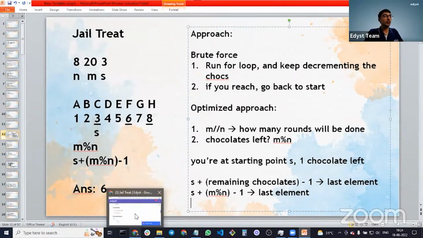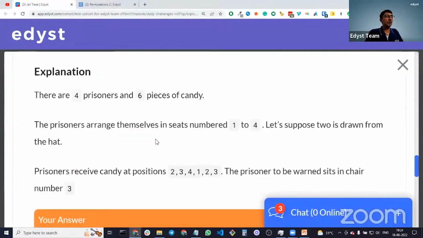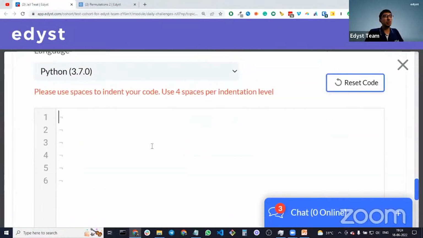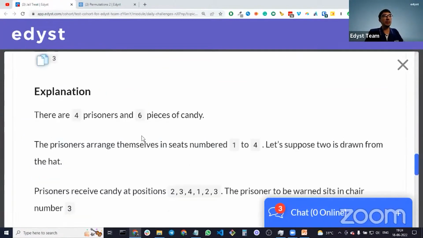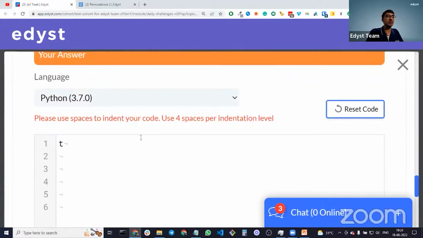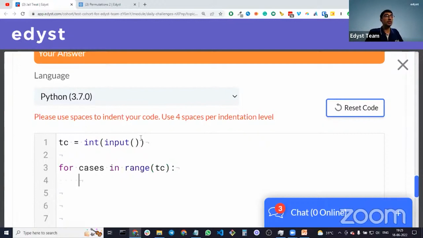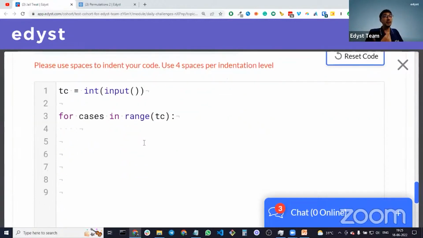Okay, super. So let's quickly write this. I'll write it in Python, but the pseudocode is the same for everybody. Just take Python as pseudocode here. First things first, input the test cases: TC = int(input()), and for each case in range(TC), you're going to take S, M, and N, right?